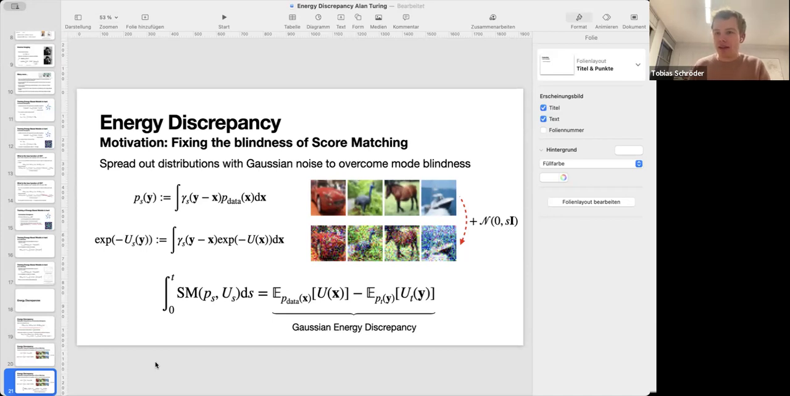So as you can see, we can relax contrastive divergence using that perturbation operator and obtain this difference of two energy expectations. Or we can try to fix the blindness of score matching by introducing a perturbation which somehow gives score matching more awareness of its surroundings. And in both cases, we find the same objective, the difference of two energy expectations. And we call that the energy discrepancy.